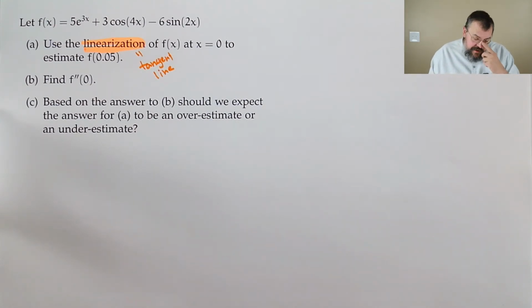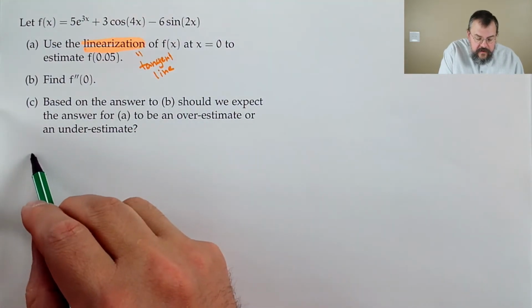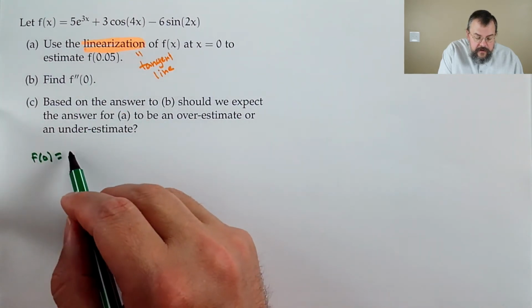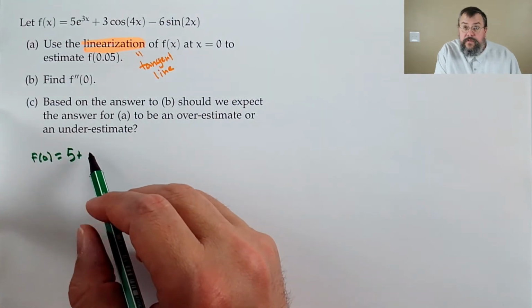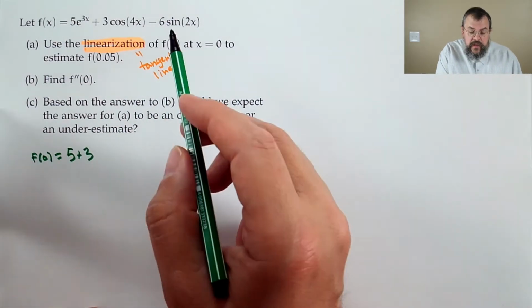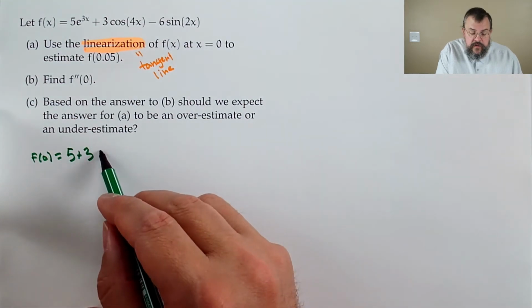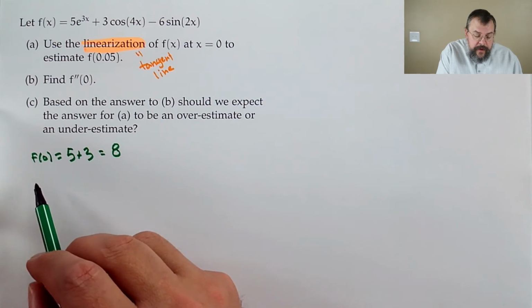Okay, so, well, tangent line, what do we need to know? We need to know our function at 0. Well, that'll be 5e to 0, 5, plus 3 times cosine of 0. Cosine of 0 is 1, so plus 3. Minus 6 times sine of 0, well, that's 0. So that's 8. Now, we also need to know f prime of 0.